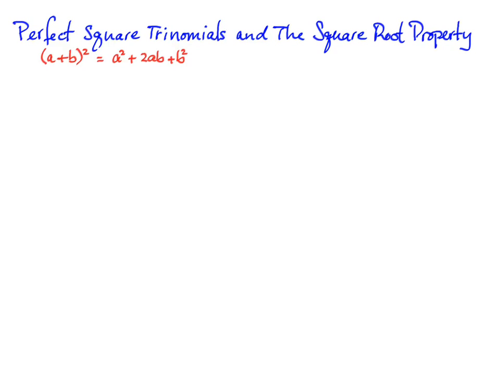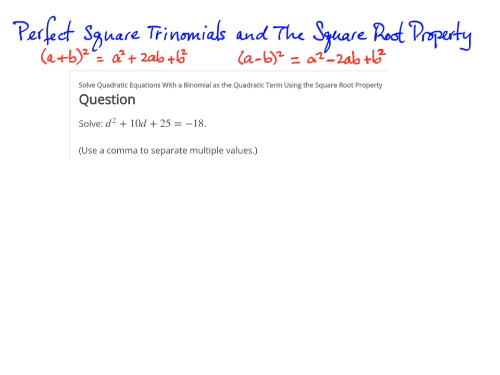Or you could have a minus b squared. That's another binomial. And when you square that out, you get a squared minus 2ab plus b squared. So there's two types of perfect square trinomials. The right-hand side of each of these equations is a trinomial, and it's a perfect square. So let's look at an example.